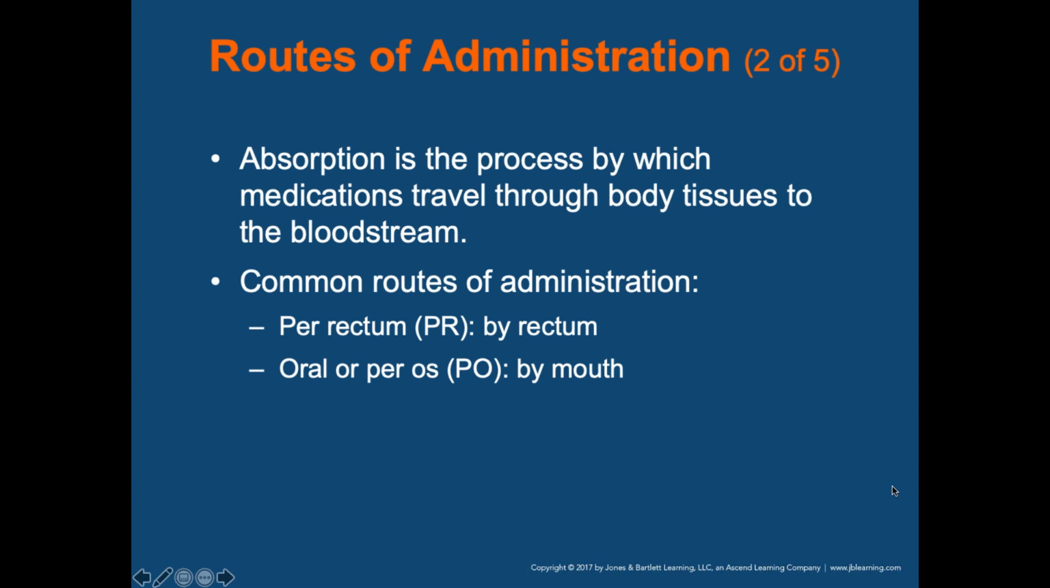So, routes of administration. Absorption is the process by which the medication travels through the body tissue and the bloodstream. Common routes of administration would be PR or PO. PR is per rectum, by rectum. So we can give rectal medications. One you will see for rectal medications might be Diastat, which is one of those medications you can assist with, and it's basically Valium. That can be used for people that have chronic seizures and have their own prescribed Valium.